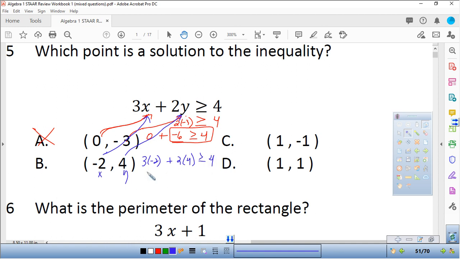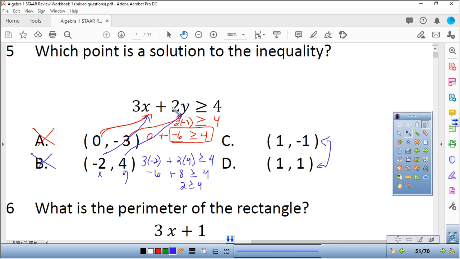Well, let's look at this one. This gives me a negative 6. Right here, this gives me an 8. This right here would give me 2 is greater than or equal to 4. Is that true or false? That one's wrong, too. Now, for these, I'm going to show you how to use your brain in another way.